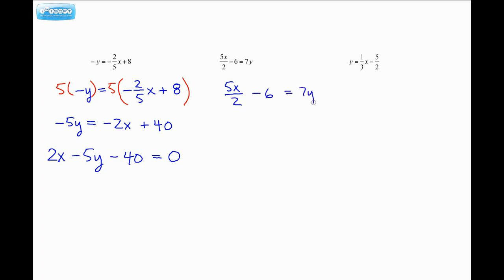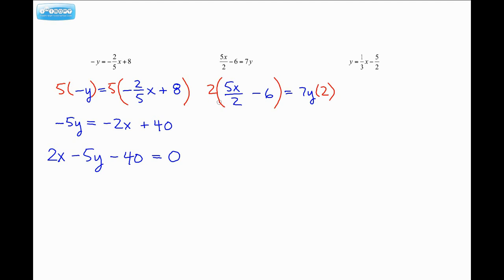So let's multiply everything by 2. I need brackets here, so I can use the distributive law, and multiply this by 2. I need some brackets here too, so that is now 7y times 2. So let's apply our distributive law: 2 times 5x over 2.